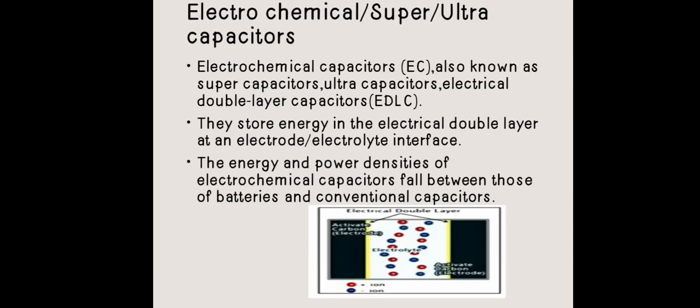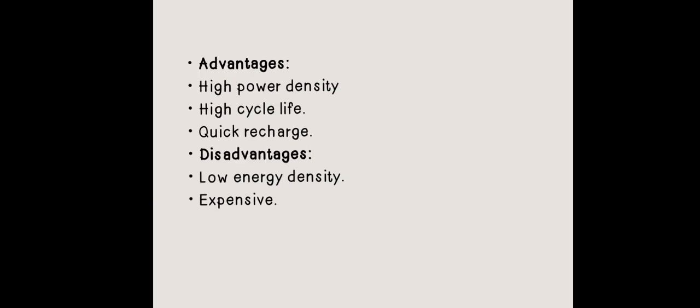Electrochemical supercapacitors. Electrochemical capacitors, in short EC, also known as supercapacitors, ultracapacitors, or electrical double layer capacitors, in short EDLC, store energy in the electrical double layer at an electrode or electrolyte interface. The energy and power densities of electrochemical capacitors fall between those of batteries and conventional capacitors.